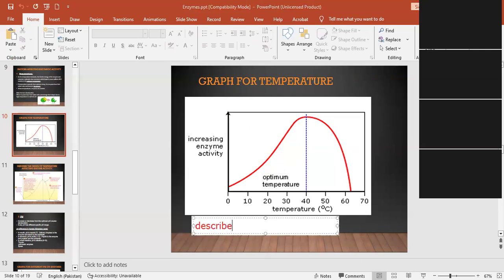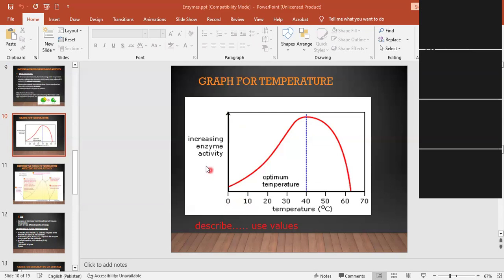For the describe, ठीक है, I just need to use the values which are written in the graph. मुझे सिर्फ values को use करना है. ठीक है. How would I create my answer or form my answer? At 0, enzymes were inactive. Please remember 0 के ऊपर enzyme denature नहीं होता, inactive हो जाता है. ठीक है. As the temperature increases at 10, the enzyme activity is also increasing. At 20, kept on increasing till 40, where it is at its peak.